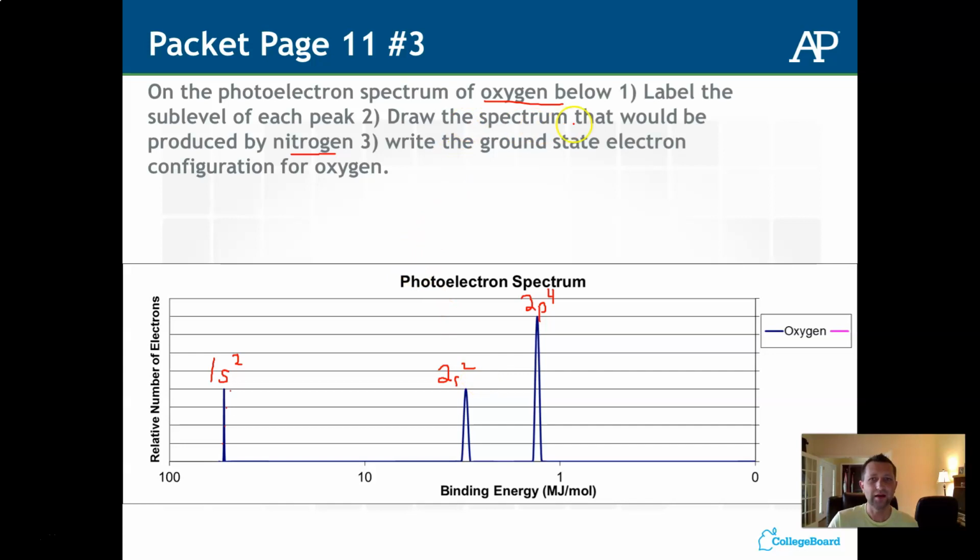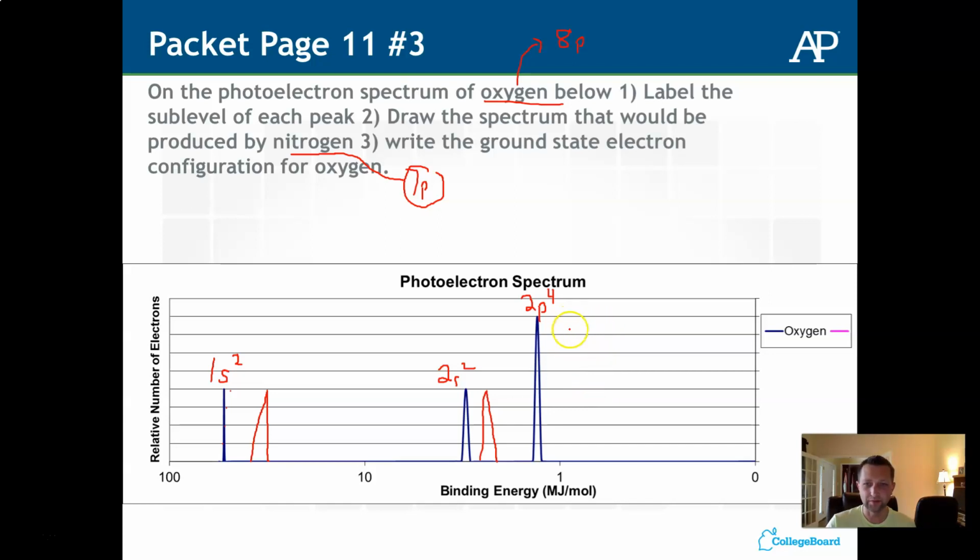Makes sense. Draw the spectrum that would be produced by nitrogen. Same as before, oxygen has 8 protons, 8 electrons. Nitrogen is going to have 7. Will the peaks for nitrogen be further to the right or to the left of the oxygen peaks? Well, with 7 protons, it's easier to remove electrons from nitrogen. Easier means less binding energy, less ionization energy, so we're further to the right. So nitrogen will be 1s2, 2s2, and 2p3.